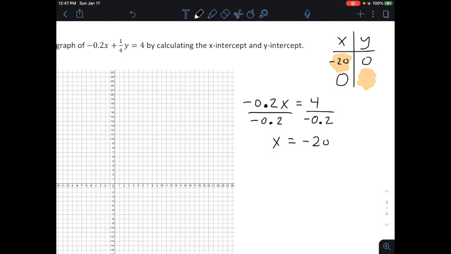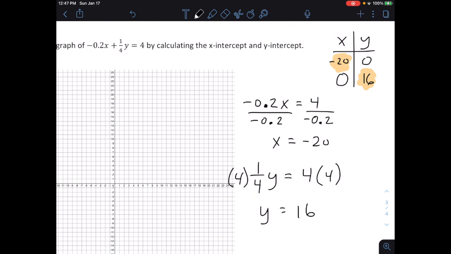And then I can do the same thing for the second one where the x is 0. So that means the x term is going to disappear. So I'm going to have 1/4 y equals 4. And actually, you know what? This one is a little bit easier than the other one because in order to eliminate that 4, we just multiply both sides by 4. Okay, so we're eliminating the 4 in the fraction, I should say. Okay, so we end up with y equals 16. All right, so I can put my 16 in my table.